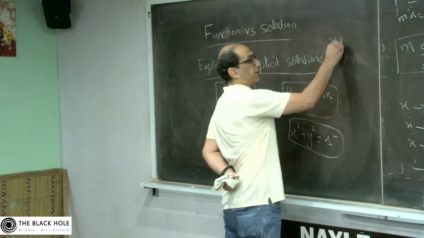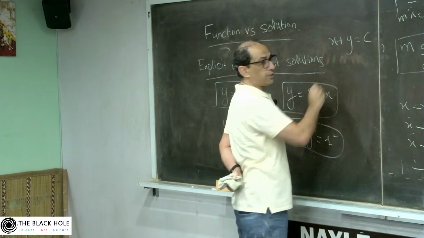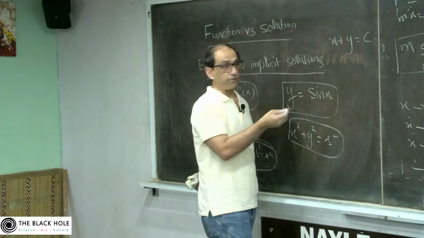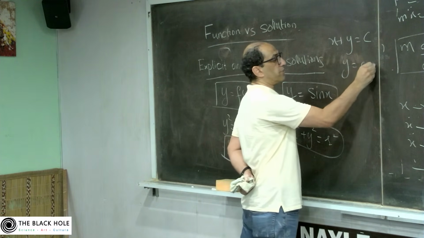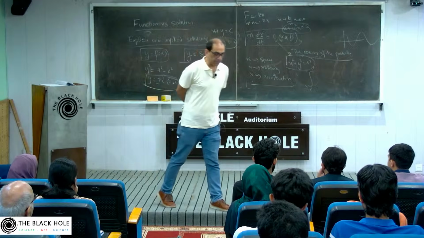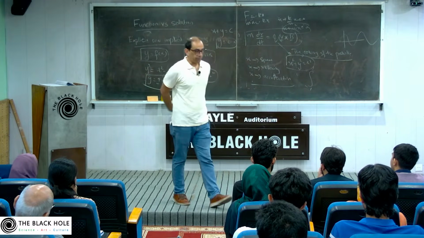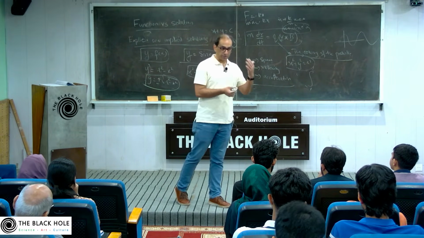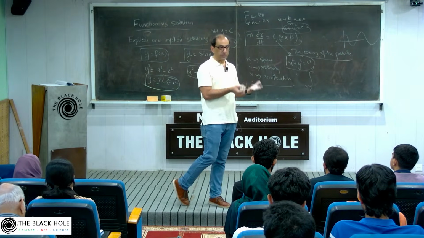Yeah, so I don't have to write this. If I write x plus y is equal to c, it is still in implicit form. And if I write y is equal to c minus x, then you have turned it into an explicit form. So that is what implicit and explicit mean. When I can express y in terms of x, that is the explicit form.